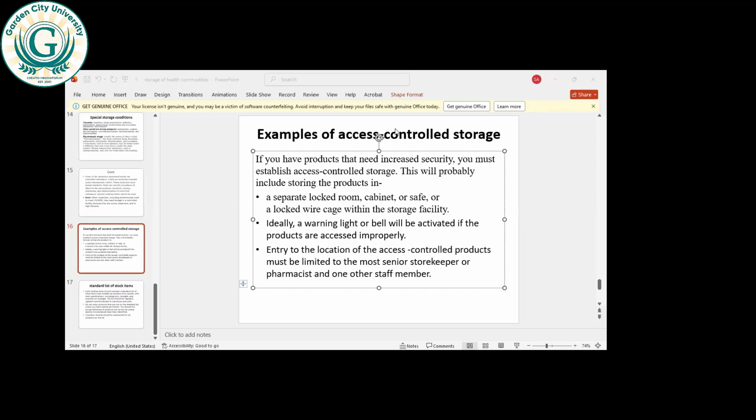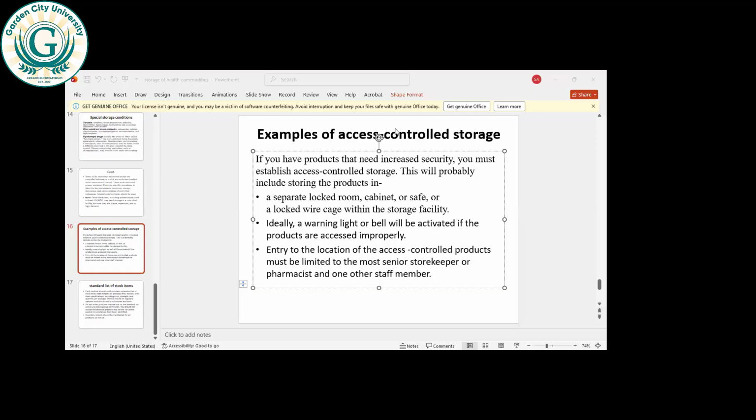So let's look at examples of access control storage. If you have products that need increased security, you must establish access control storage. And this will probably include storing the product in a separate locked room, cabinet, or safe, or lockable cage within the store, for such items.